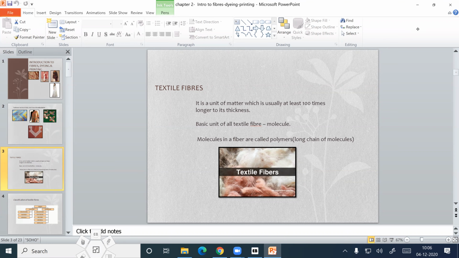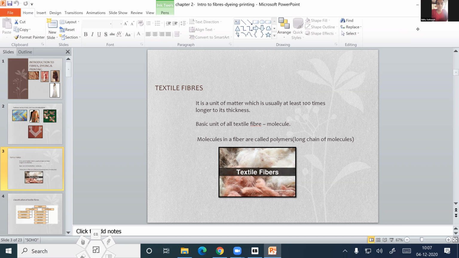It is a fiber that is usually at least 100 times longer than its thickness. Okay, it is a unit of fiber, that is an atom. Tell me, which is 100 times longer than its thickness. Okay, your voice is breaking because of the network issues, right? Okay, it's okay. Then who is going to tell? Nidhi, please tell me what is textile fiber, what you have understood from textile fibers.